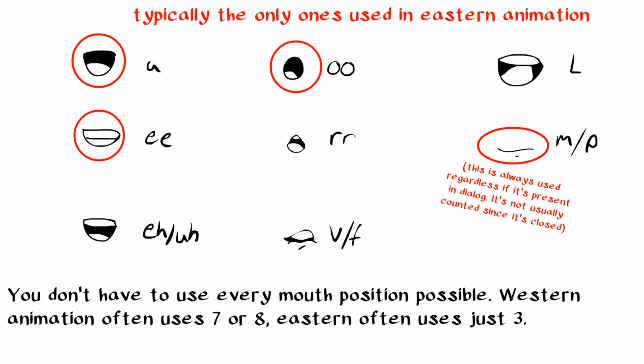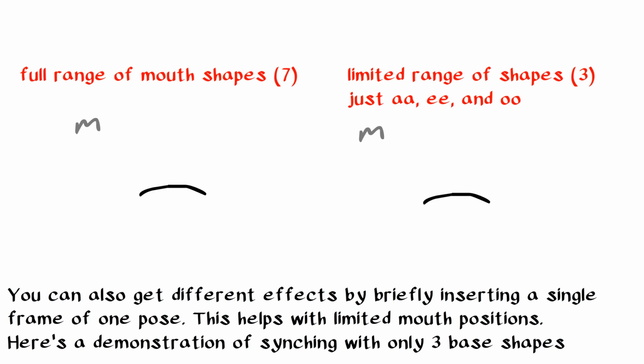As far as excessive mouth shapes goes, remember that Eastern animation will often get by with just 3 mouth shapes. The core few mouth shapes I mentioned in the previous tutorial should be what most of your lip syncing utilizes. Any other shape should be for specific emphasis, and shouldn't be super common. Many specialized sounds can just be substituted with one of the core shapes.